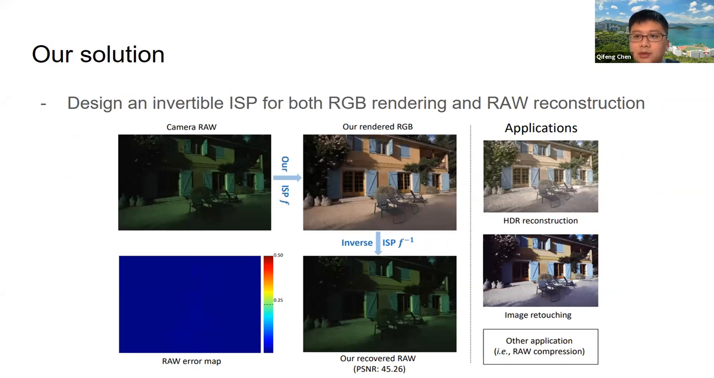Our approach is to design a model with an invertible neural network. There are invertible neural networks that are strictly invertible, and we modify such a model so that it can act as a good model to reconstruct the original raw data. This is a high-level overview of our approach. Our approach represents the image signal processing as an invertible network F. And when we want to reconstruct the raw data, we use the inverse function of F. That also enables some other applications, for example, HDR reconstruction, image retouching, and at the same time, raw data compression.